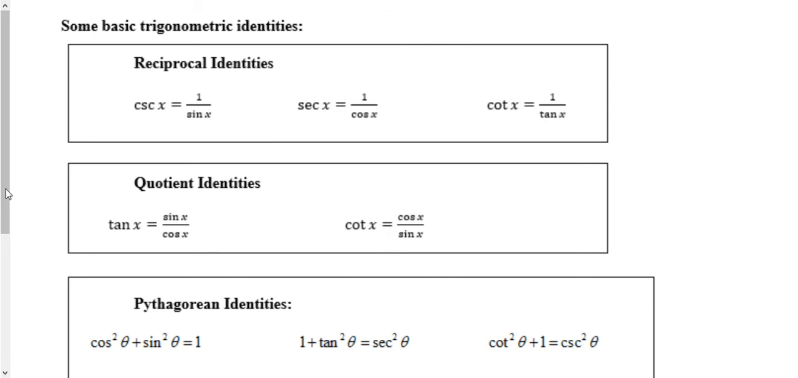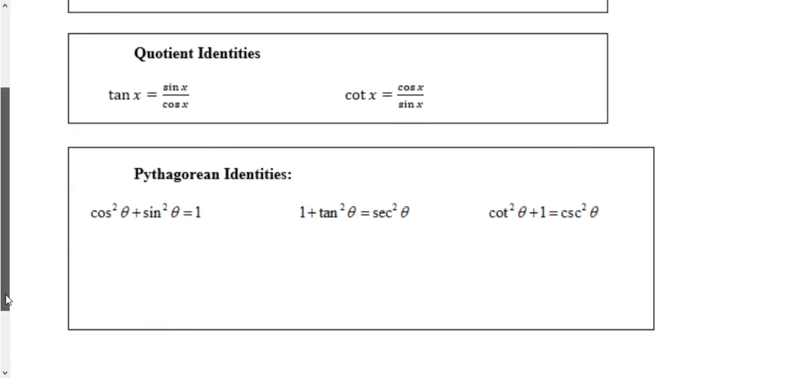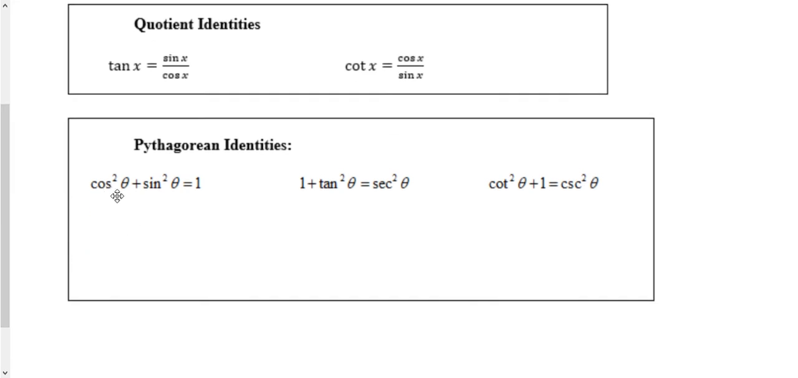Quotient identities, these we've also been working with, mostly the tangent one here. So tangent x is the same thing as sine x over cos x. That's your y over x, by the way, if it was an ordered pair. For cotangent, it's going to be the reciprocal of this, so it's going to be cos over sine. The new one that we're going to be working with is Pythagorean identities. So you know Pythagoras' theorem is a squared plus b squared equals c squared. In terms of trigonometry, what we have is cos squared theta plus sine squared theta equals 1.